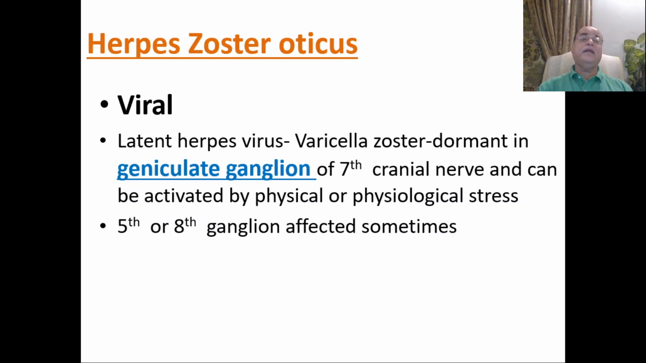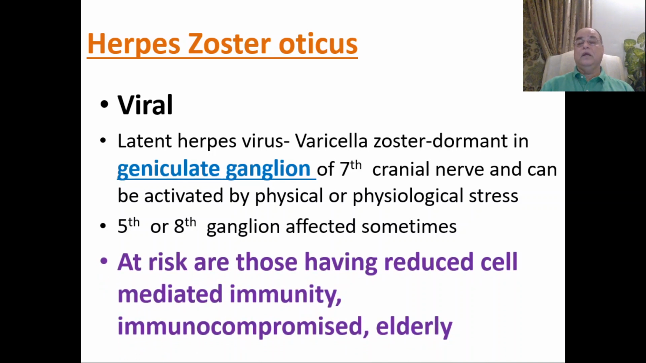becomes dormant in the geniculate ganglion of the facial nerve. It remains latent there, maybe for weeks or months, and then later on, by some physical or physiological stress, it becomes activated. And once it becomes activated, it causes the clinical features which we will discuss now. It may involve the ganglion of the fifth or eighth cranial nerve also. So accordingly, there will be the signs and symptoms.